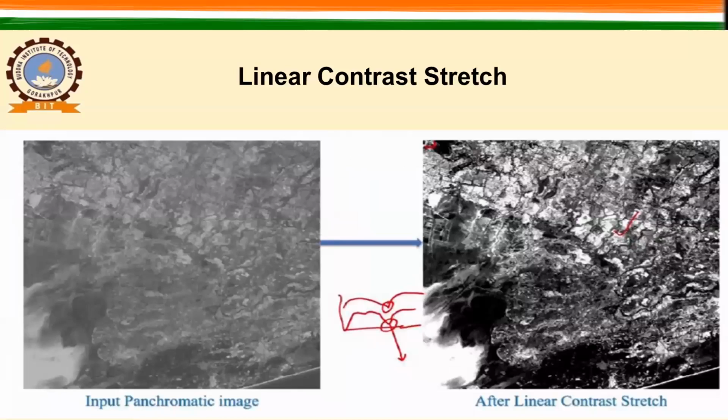Here you can see the difference before processing and after processing in these examples. Here you have the input panchromatic image, or you can call it a grayscale image, and when linear contrast stretching has been applied, it appears like this. You can easily see the advantage of linear contrast stretching. But remember, when you are going for quantitative analysis, you are not supposed to do this.